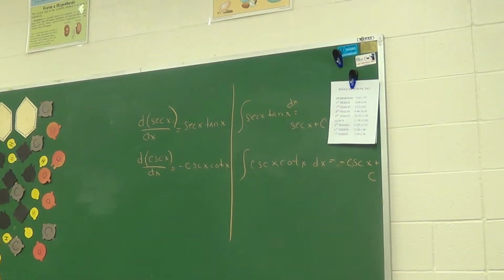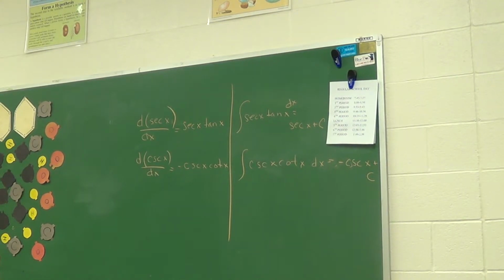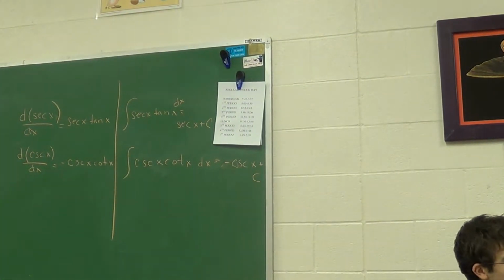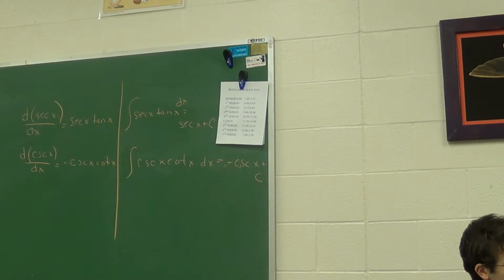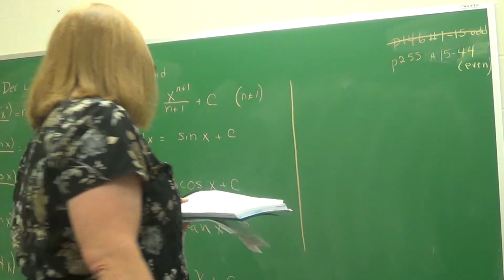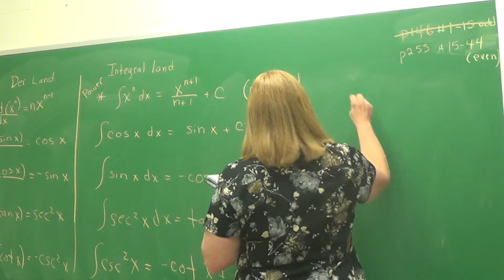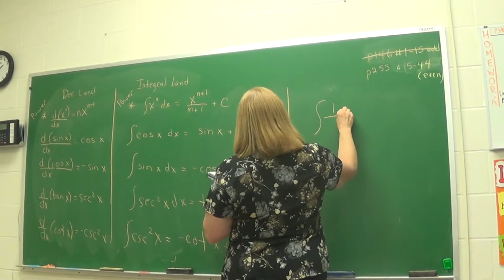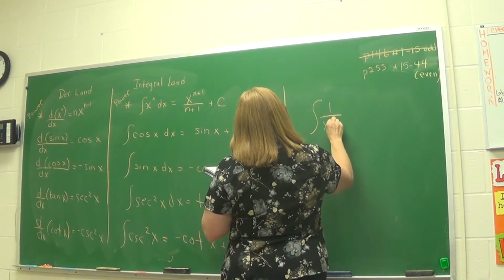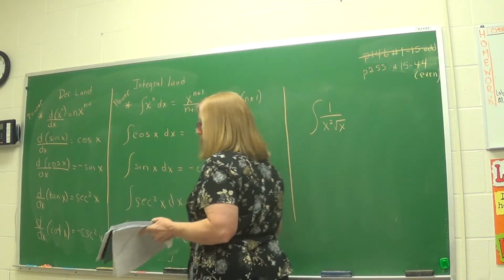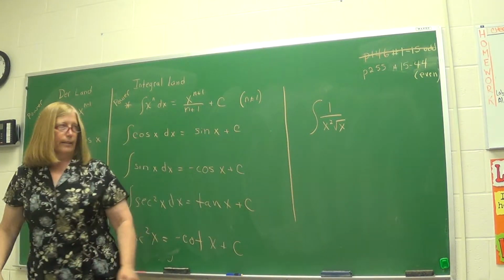All right, let's go ahead then and switch over, and I'll just do two examples. I'll do one that's trig and one that's not, and then I'll let you try it on your own. The first example I'm going to do is the integral of 1 over x squared times the square root of x, dx.